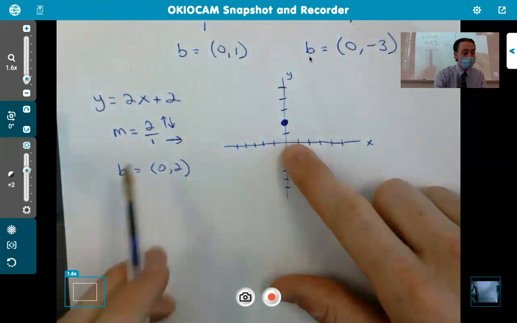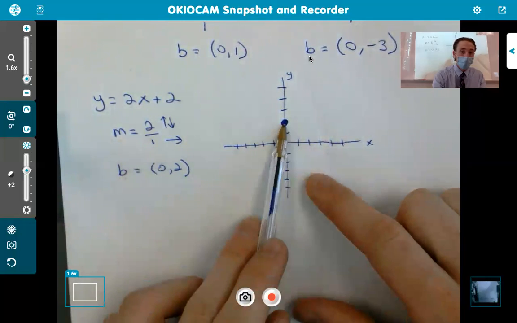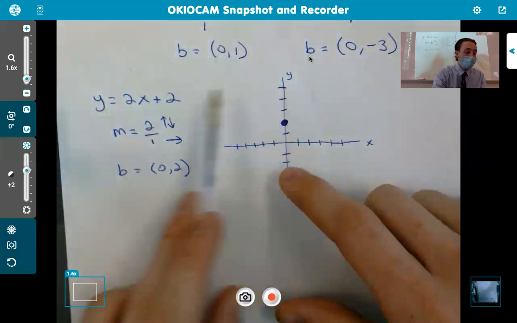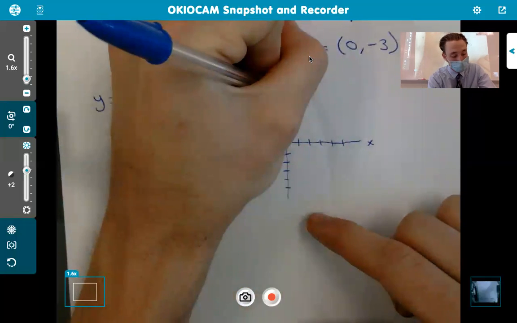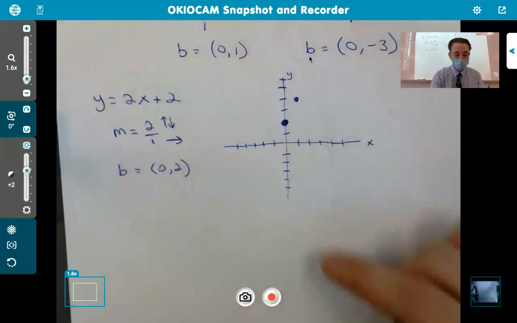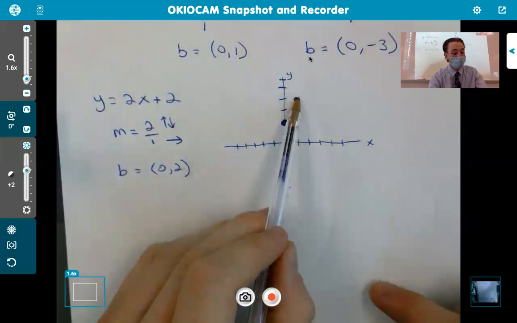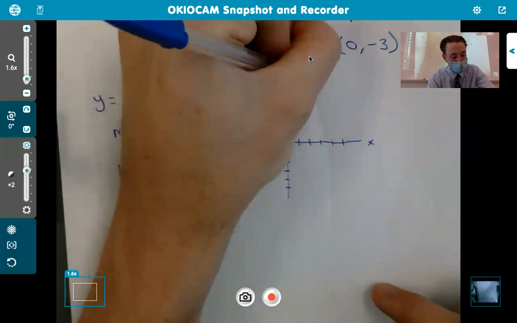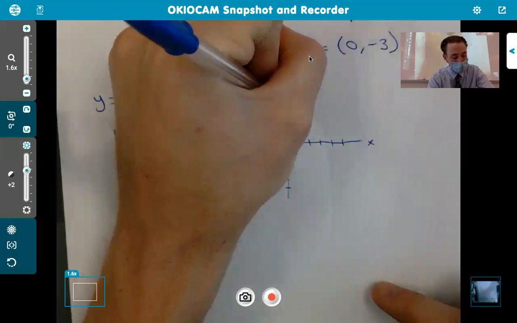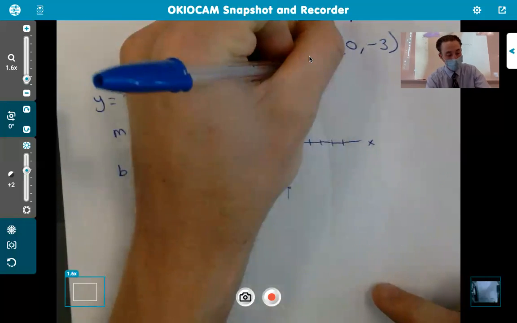So what I'm going to do here is take my slope. I know it's 2 over 1. So I'm going to go up 2 and then to the right 1. And that's my first point. And I'm going to do that again. I'm going to go up 2, to the right 1. That's my second point. And I'm going to draw this line through those 3 points.